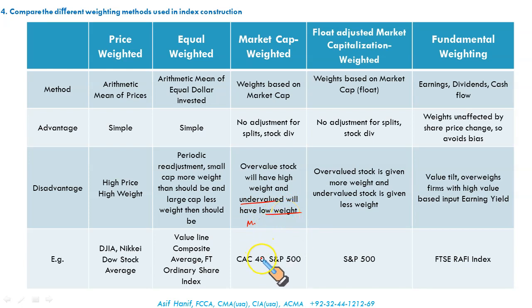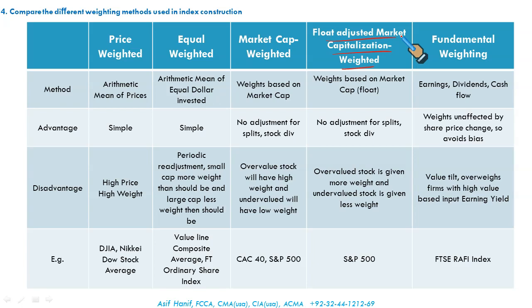We have two examples of this type of weighted index: CAC 40, the French index, and S&P 500. Then we have another categorization of weighting, float adjusted market capitalization weighted.